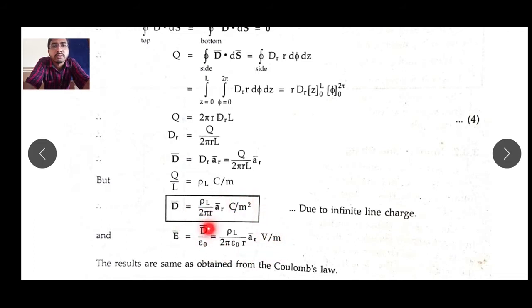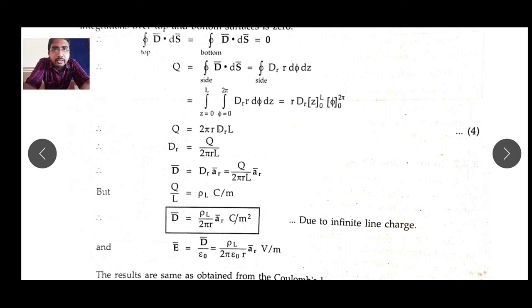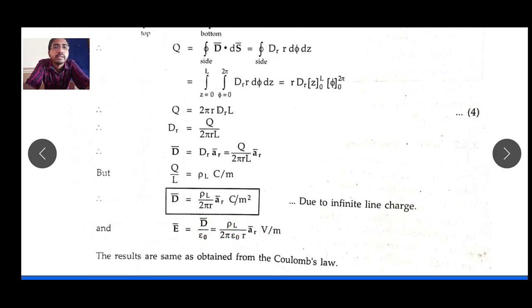It is the same formula which was obtained in the previous sessions also. So whether you derive the electric field intensity for an infinite line charge by using the normal vector procedure or by using Gauss law, we will get the same formula that we can clearly observe here. E bar due to an infinite line charge is equal to rho L by 2 pi epsilon naught r into ar bar volts per meter. This is the formula which is very important.